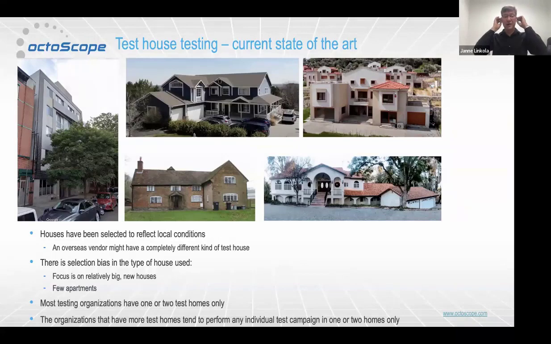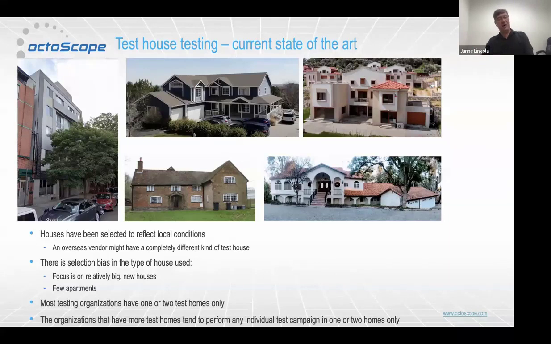So with that in mind, let's have a real look at these test houses that we looked at before. We said that the test houses reflect local market conditions, and to a degree that makes sense. But that causes an issue. Let's say you're an ISP in the USA, but your vendor may be established in another country. They may not have access to a similar test house to what you are using here. And this might cause an issue of reproducibility between your organization and the organization that's supporting you.